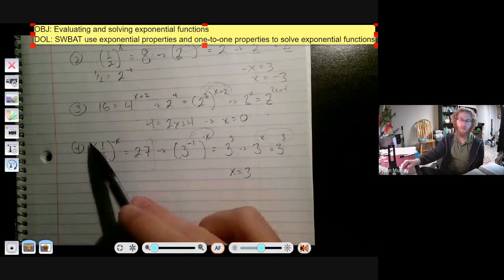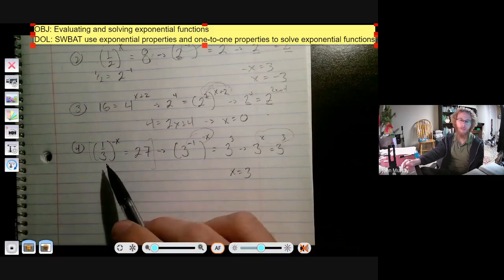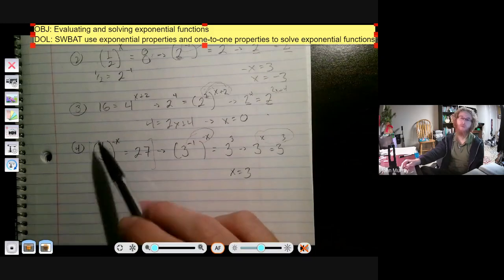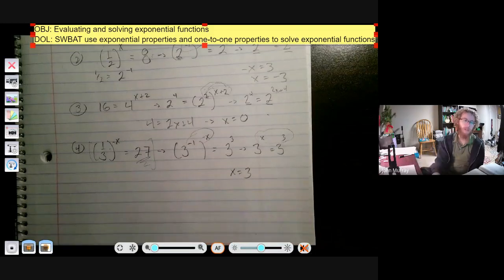And going back to the original, looking at it, 1/3 to the negative 3, well, that would be a fraction to a negative, which means that we would flip this and raise it to the 3rd, so 3 to the 3rd. That does get us our 27. Any questions?